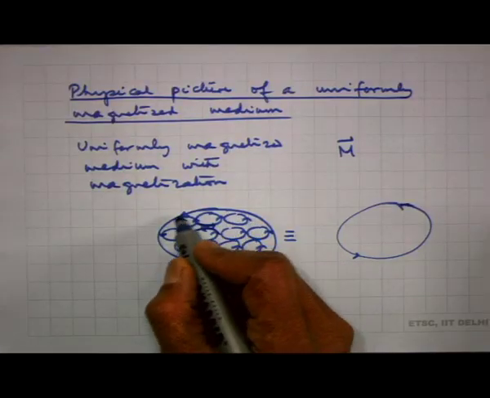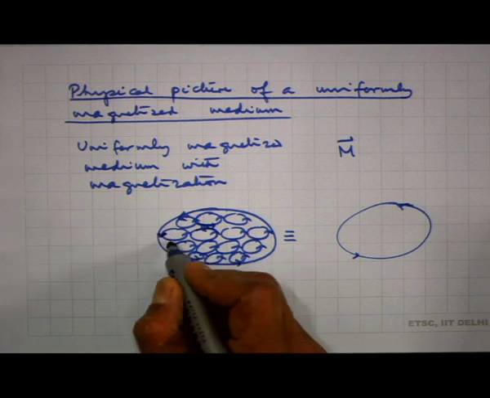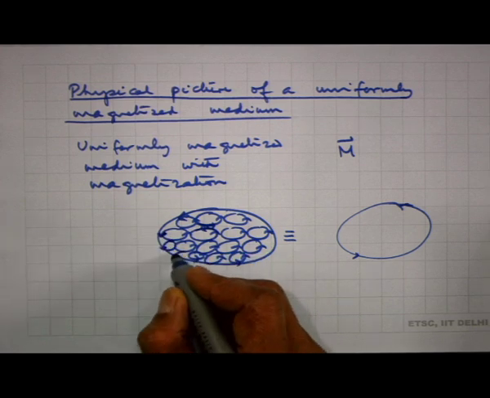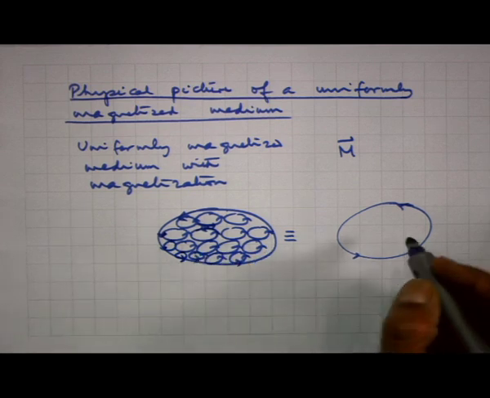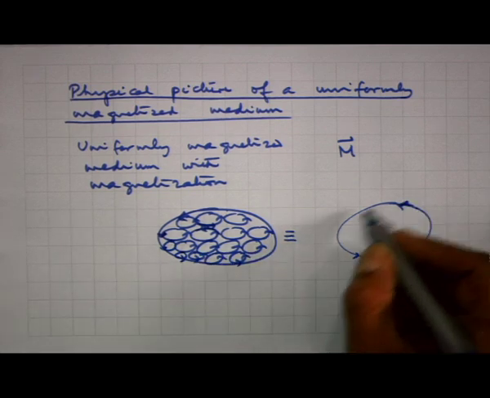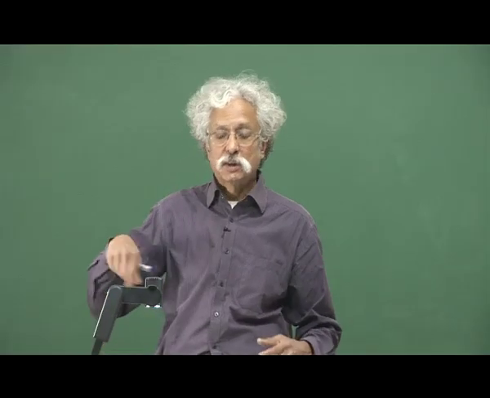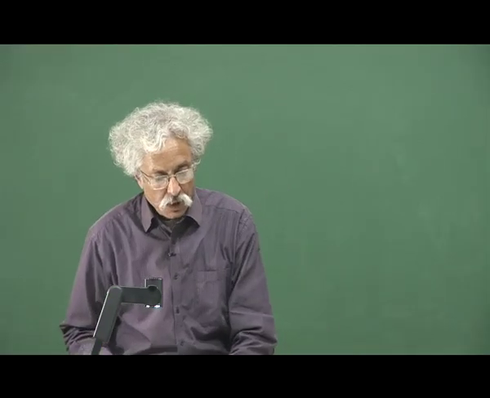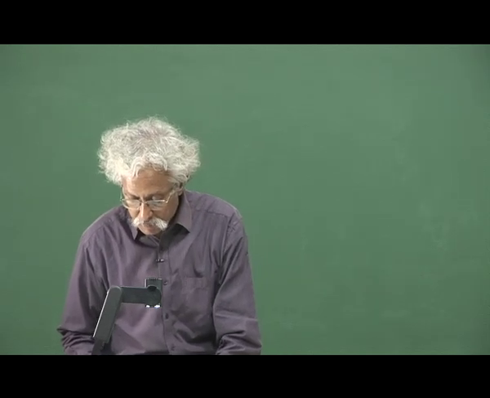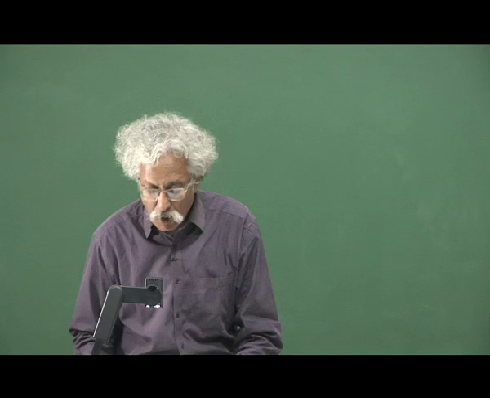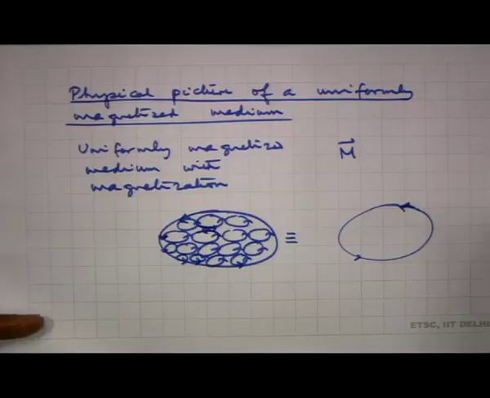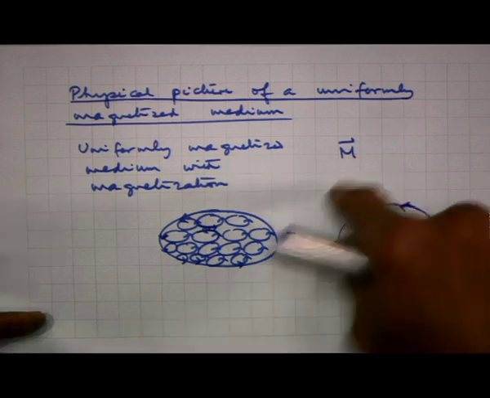So, this cancellation is there within the volume of the medium, but at the surface, for example, on this surface you see that there is a current flowing like this here, there is another loop, there is a current flowing like this here, there is a current flowing like this here. So, this becomes effectively equivalent to current flowing on the surface. A uniformly magnetized medium is sort of equivalent to a medium in which there is a surface current flowing on the surface of the medium. So, let me try to find out what is the relationship of surface current to the magnetization.